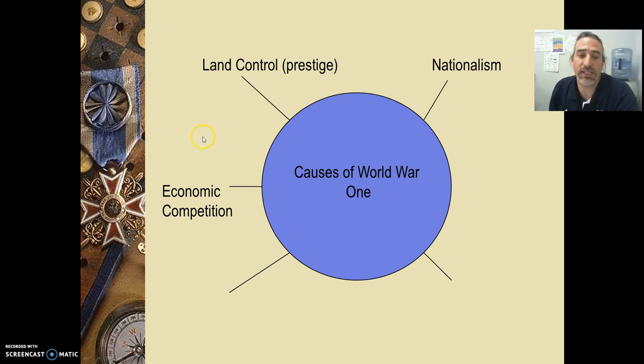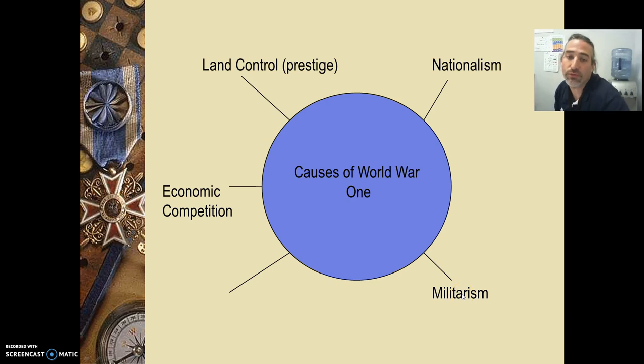The third one is economic competition. We have this industrial revolution going on in all of these places in Europe, and they're looking for new markets to sell their goods and more raw materials to make more goods. So economic competition is one of the causes of World War One.